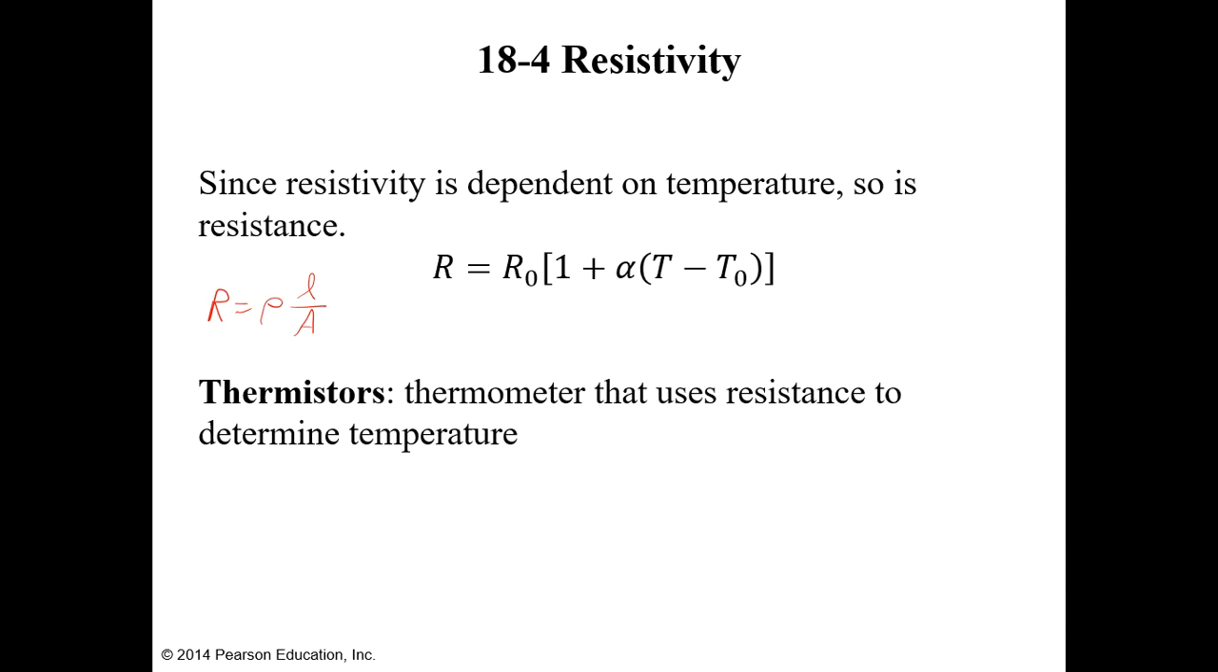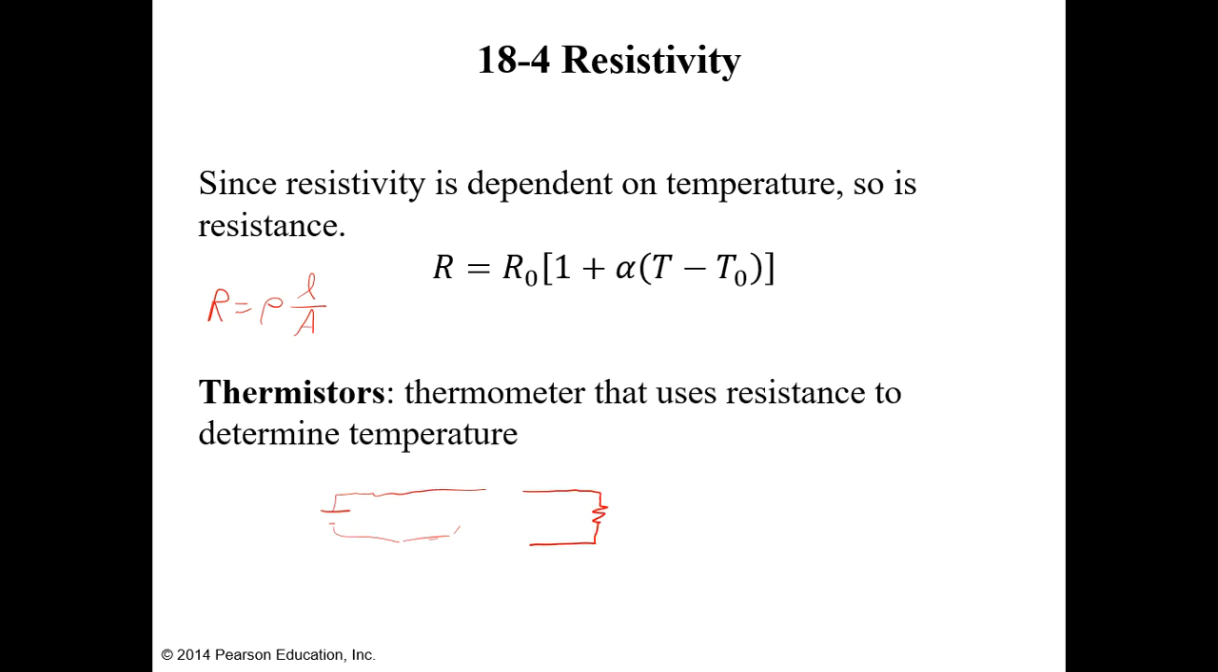Here's a third type of thermometer. A thermistor is a thermometer that uses resistance to determine temperature. When you get in your car and you start it up and it tells you that outside it is 82 degrees Fahrenheit, how does it know that? Well, somewhere there is your car battery, and somewhere along down the line, you're going to have a resistor of some sort.